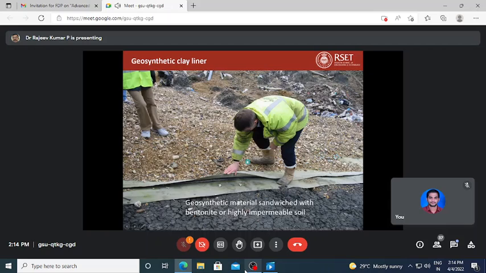Okay, a geosynthetic clay liner is nothing but a layer between two geosynthetic materials, bentonite or highly impermeable clay soil is used. Generally, it is a bentonite clay liner. Okay.